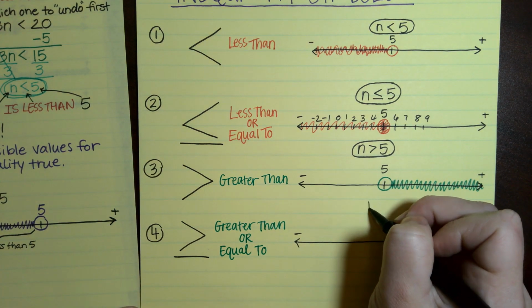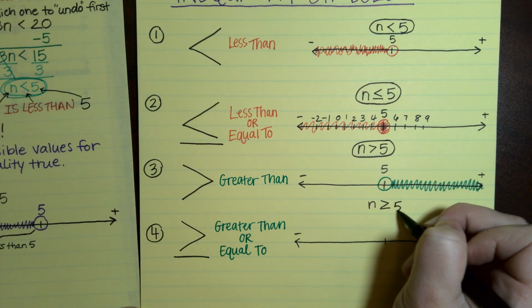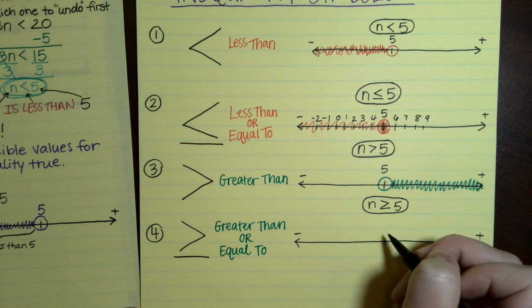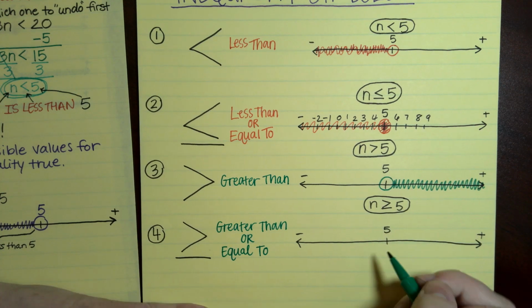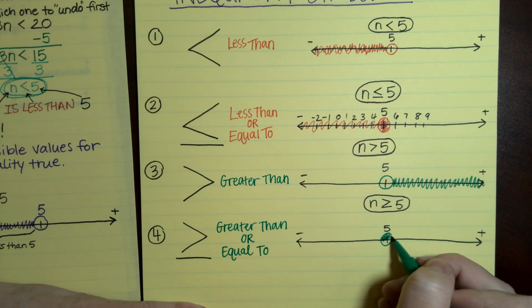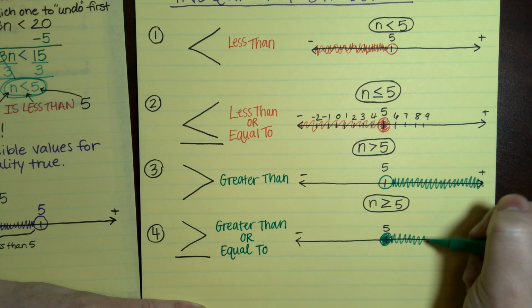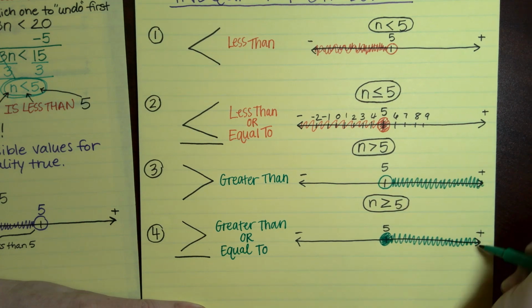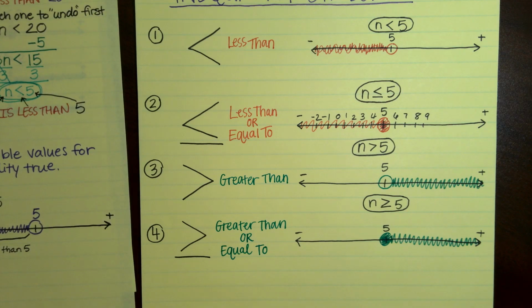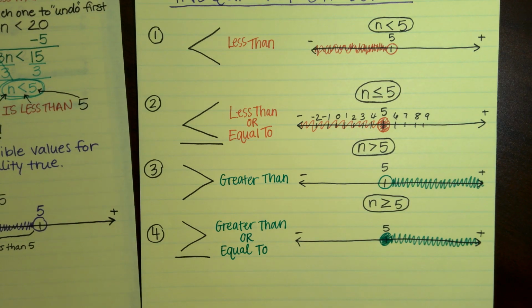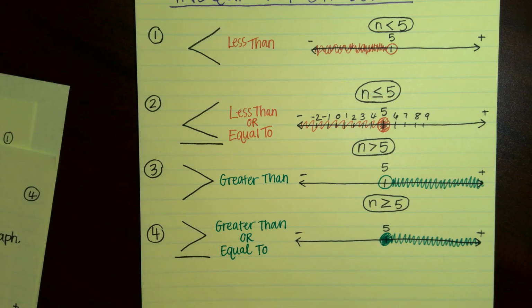And I bet you guys can already guess what we're going to do for n is greater than or equal to 5. What's going to be the difference here, guys? You're just shading that circle. That's the only difference. Just color the circle in because now 5 is a possibility for n. N can be 5. All right. That's it, guys. That's the lesson. Not too bad today. Y'all are doing great.